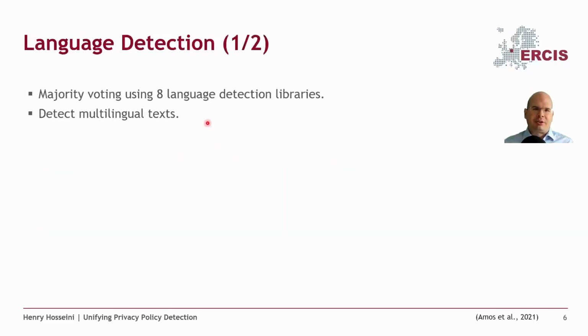Regarding language detection, we decided not to use only a single language detection library, but rather a majority voting scheme which consists of 8 language detection libraries. And 2 of these 8 language detection libraries are able to detect multilingual texts. The reason for building such a scheme is aiming for higher precision regarding language detection.